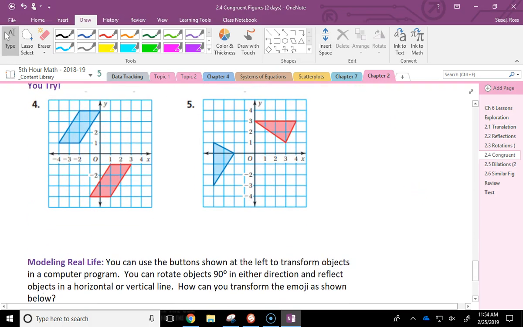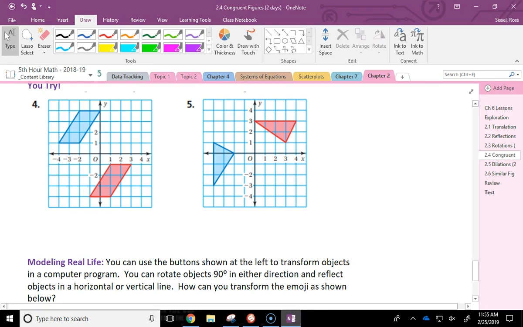This is also still on your green sheet. It's number 4. On number 4, here's our two shapes. The pink is the bottom right one. The blue is on the top left. How can I translate, rotate, or reflect to make the two congruent? And then one big hint, when you translate, you cannot go on an angle. We either go straight up and down or straight left and right. So, who can describe this one to us?